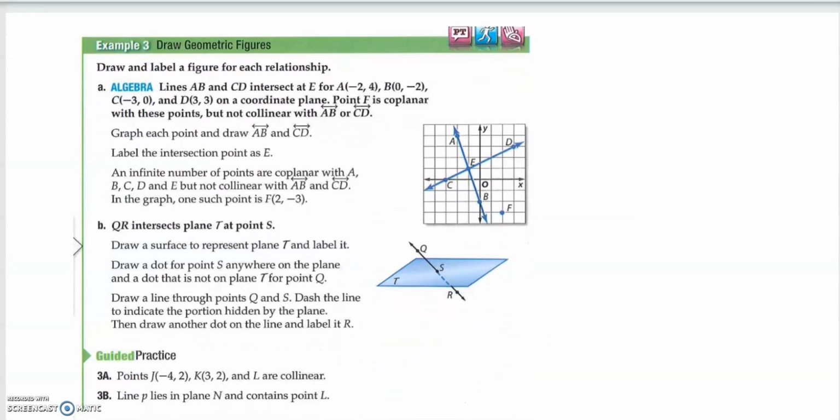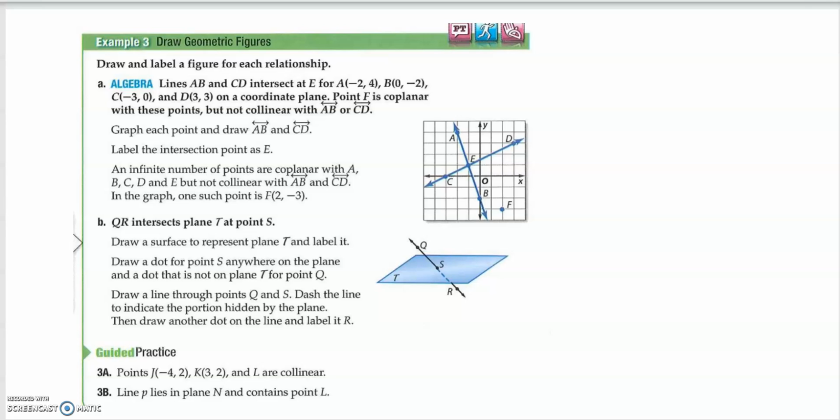So here's what they wanted us to do, and I'm just going to walk you through this. It says, draw and label a figure for each relationship. Now they got a coordinate plane there. I hope that doesn't scare you. But they walk you through this boring story. Lines A and B intersect at E, and then they give you the coordinates of point A and point B. Line AB and line CD intersect at point E, I should say. And they give you those coordinates.